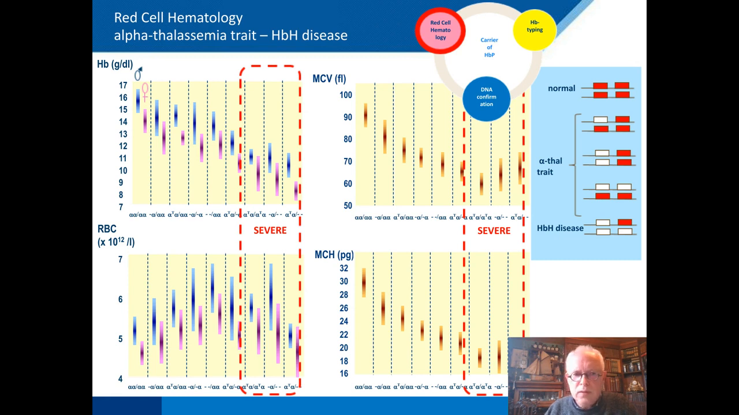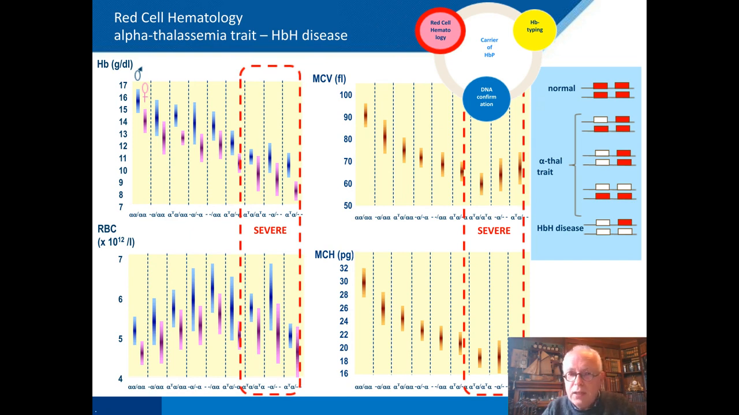Of course, I could tell you the same story for alpha thalassemia. However, because we have 4 alpha genes, you can either miss 1, 2, 3, or even all 4 of them. So you have more categories. That's why you see, let's say, more columns.